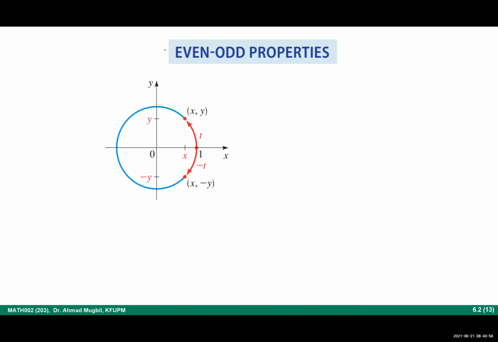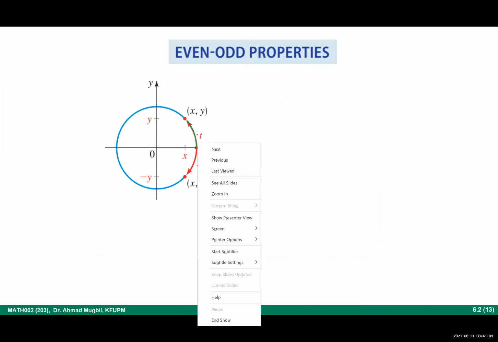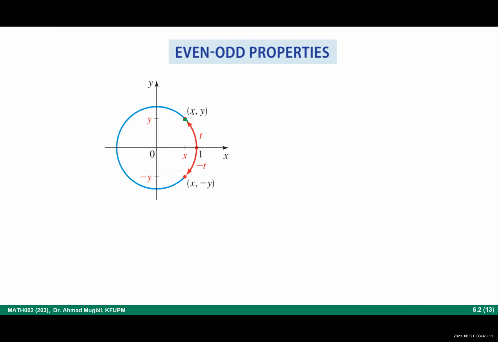Now, this is the even odd part that I told you about. Look at this point, at this angle. Whatever you can call it, arc length, it is a number. So look at the number t. What are the coordinates here? This is x, this is y. So what is cosine t? What is sine t? Cosine t is x and sine t is y. Excellent. What about negative t?